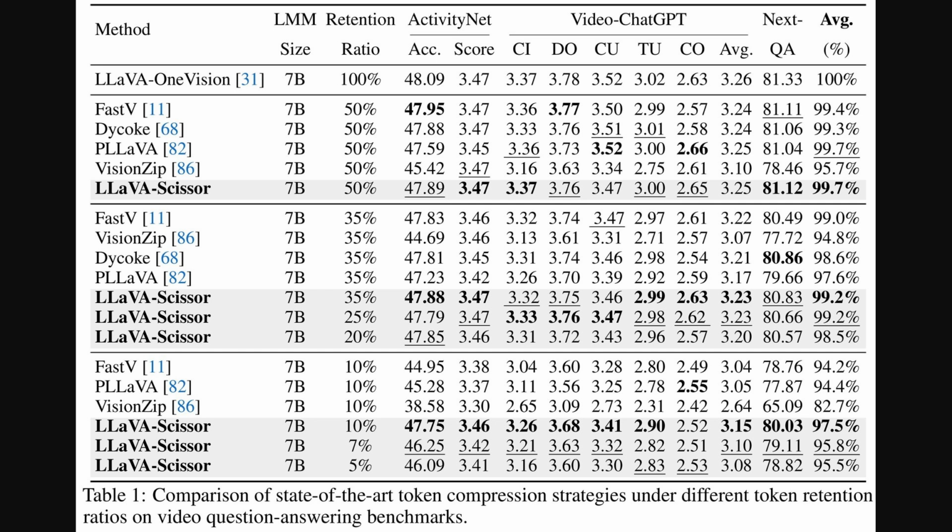At a 50% retention ratio, LLaVA-Scissor performs great, achieving 99.7% of the original performance. But where it really shines is under aggressive compression. At just 10% retention, it maintains over 97% performance, while other methods drop off much more sharply. This really shows its strength in preserving critical information.